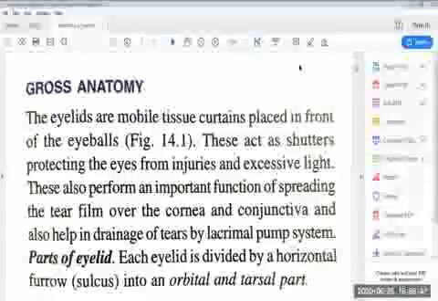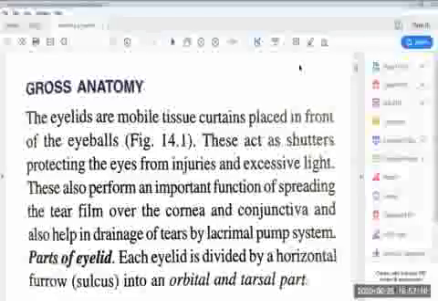Today we will discuss the anatomy of the eyelid, part 1. There is a gross anatomy of the eyelid. The eyelids are the mobile tissue curtains placed in front of the eyeballs. These act as shutters, protecting the eyes from injuries and excessive light.